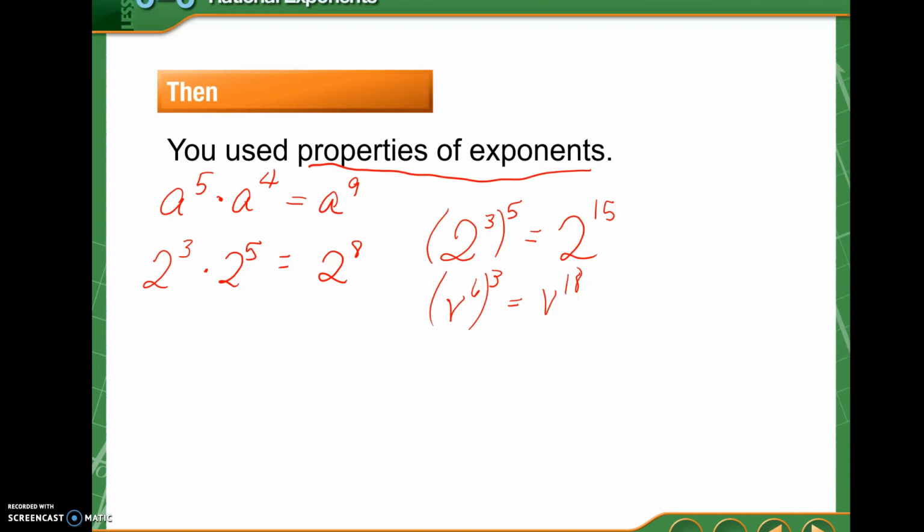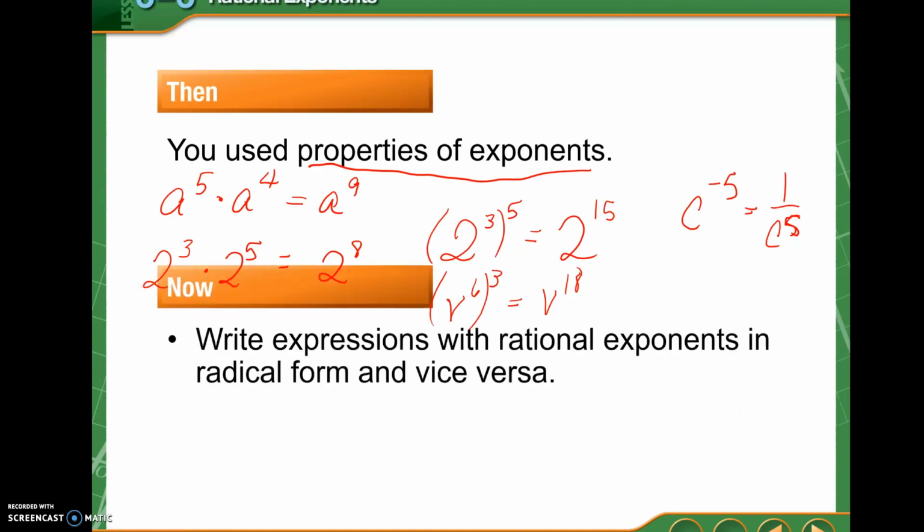And then also your negative exponents. So if I had c to the negative 5, that would equal 1 over c to the 5. So this does not mean that the c is negative. It means that we are dividing by the c to the 5th. So those properties we've used before. We want to make sure we remember those.